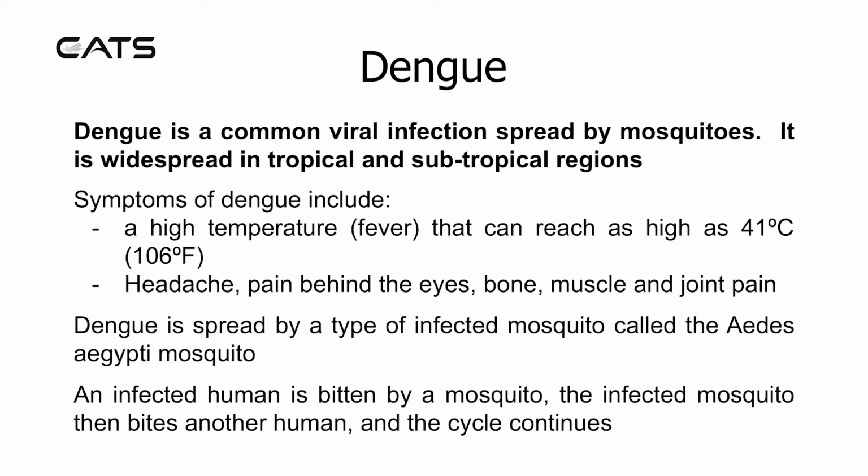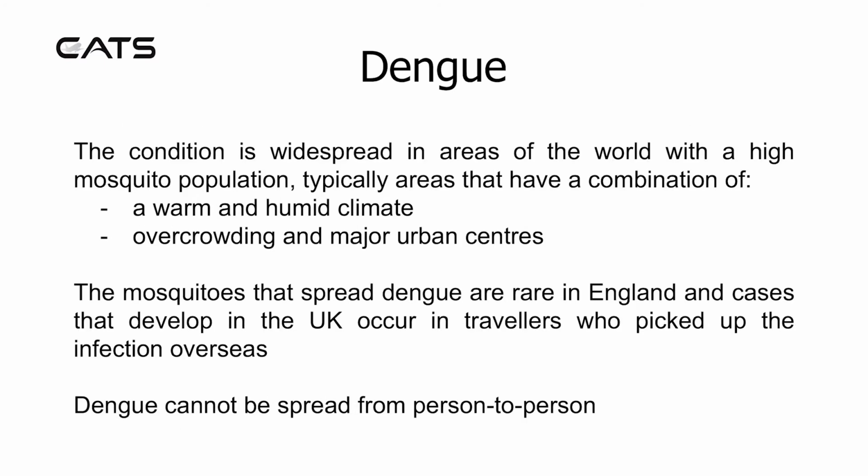Dengue is a common viral infection spread by mosquitoes. It is widespread in tropical and subtropical regions. Symptoms of dengue include a high temperature that can reach as high as 41 degrees Celsius, headache, pain behind the eyes, bone, muscle, and joint pain. Dengue is spread by a type of infected mosquito called the Aedes aegypti mosquito. An infected human is bitten by a mosquito, the infected mosquito then bites another human, and the cycle continues.